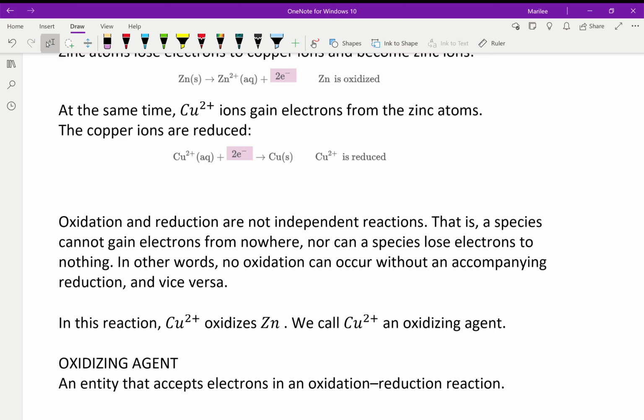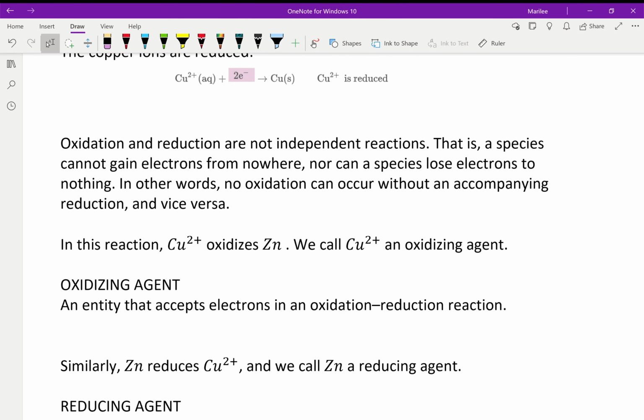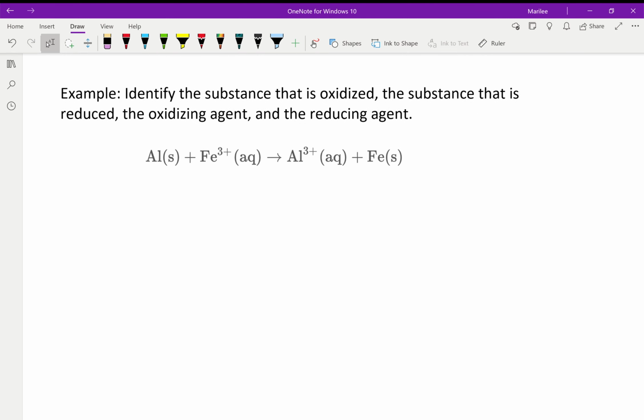In the reaction that I went over, the copper oxidizes the zinc, and then we call this copper the oxidizing agent, right? And then the zinc reduces the copper, so we call the zinc the reducing agent. Let me go over an example here. It says, identify the substance that is oxidized, the substance that is reduced, and the oxidizing agent and the reducing agent.